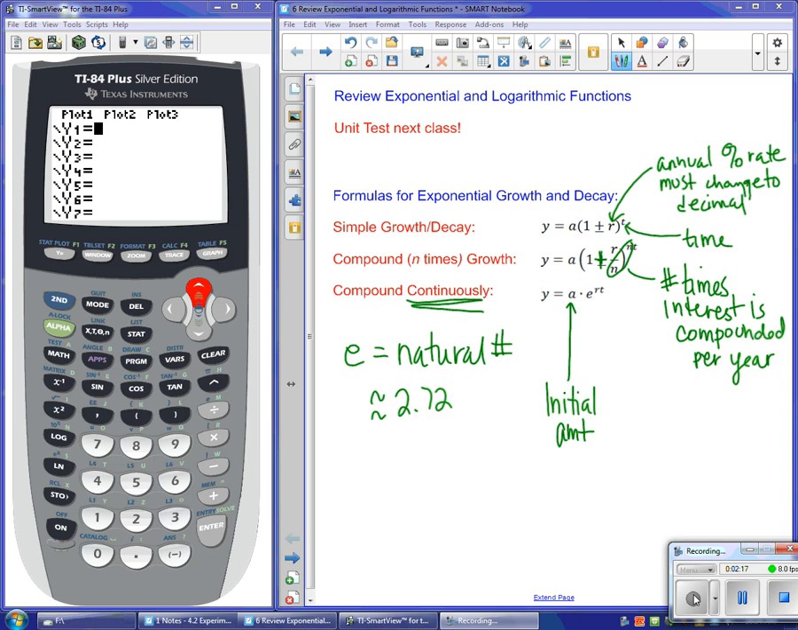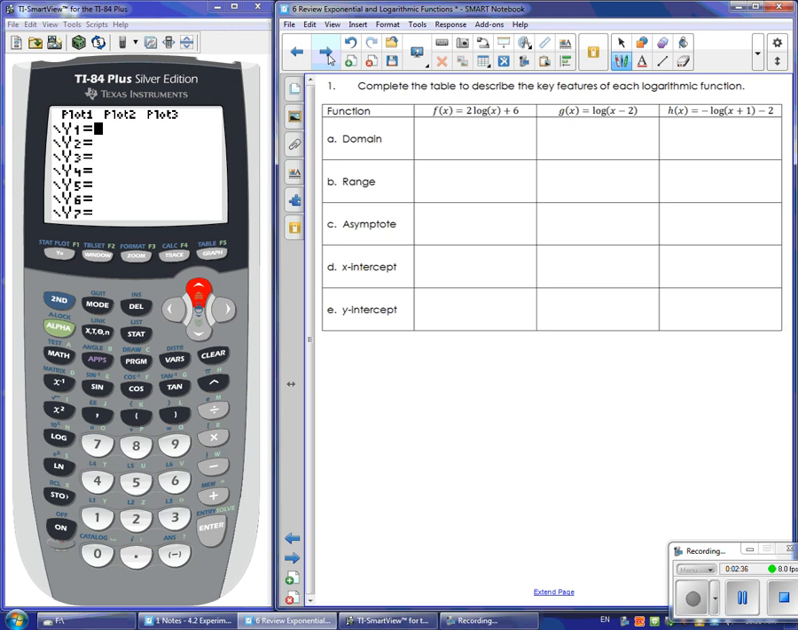If I were to take this base here, my 1 plus r over n, and raise it to the n power, and suppose I, for example, put in an interest rate of 100%, as n increases towards infinity, that quantity will approach 2.72. That's one of the exercises we did at the beginning of the unit. Okay, let's go ahead and start talking about the review.